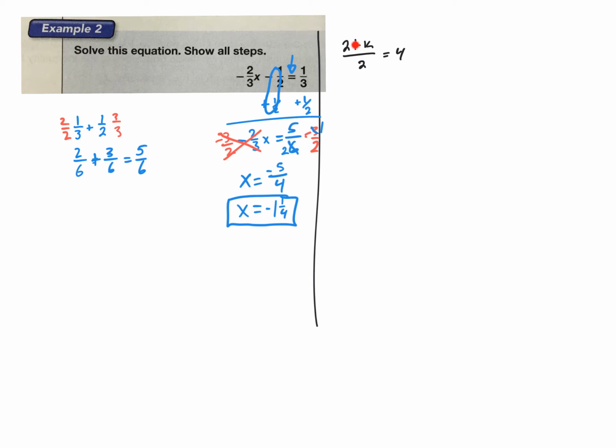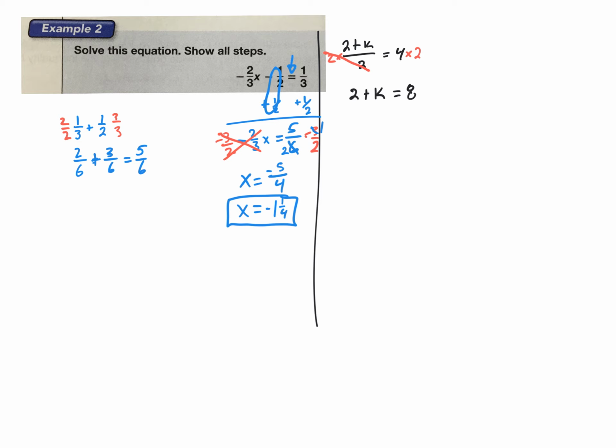So this up top has x's, this down here doesn't, and all of this up here is being divided by 2. So what I want to do is the opposite of dividing by 2, which is to multiply by 2. And what I do to one side, I must do to the other. So those 2's will reduce, and I will end up with 2 plus k on the top. And on the right-hand side, I have 4 times 2, which is 8.